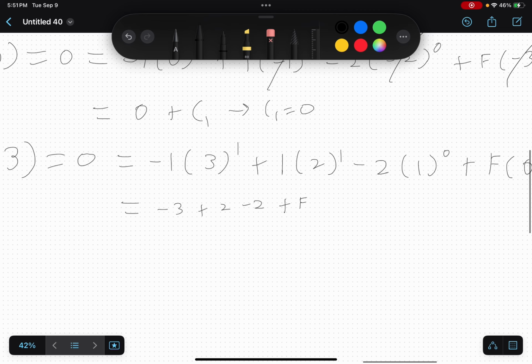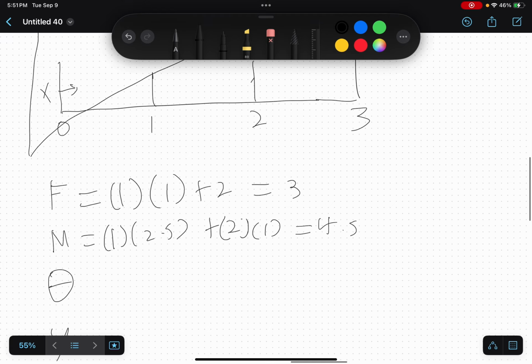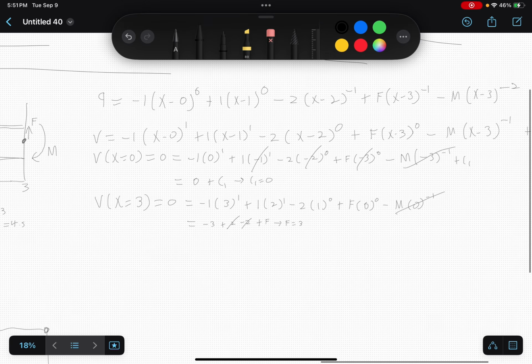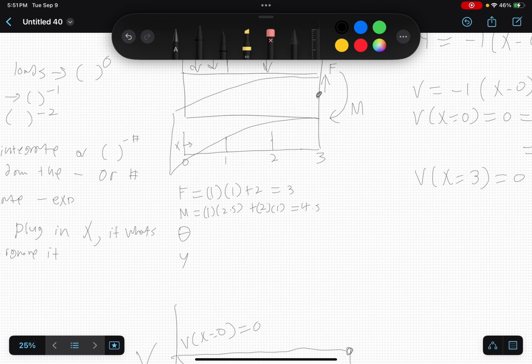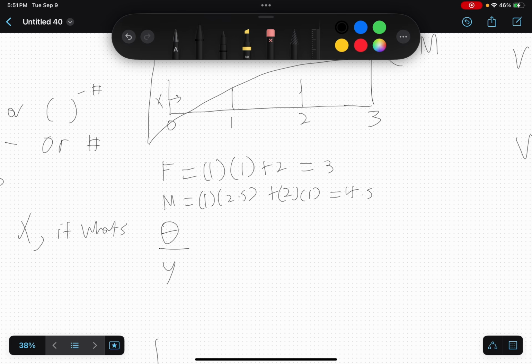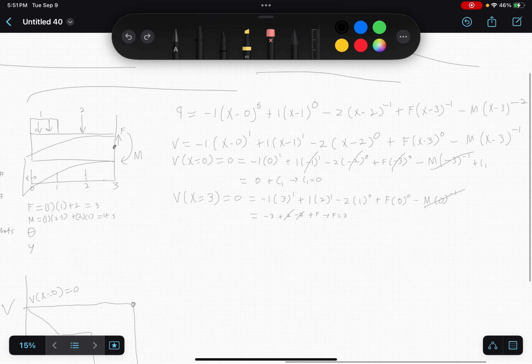Cool. And this gets us, the 2's cancel out, and this gets us f equals 3, which is exactly what we got back here. So this method does work. It's more complicated for finding f and m, but it's the only real way to find theta and y. Okay, so that's v, and we have a couple more of these to go.